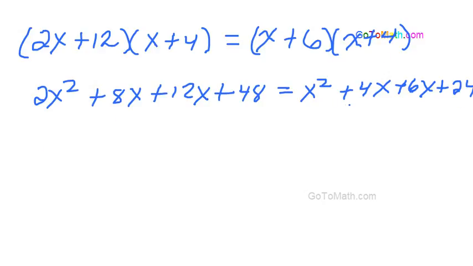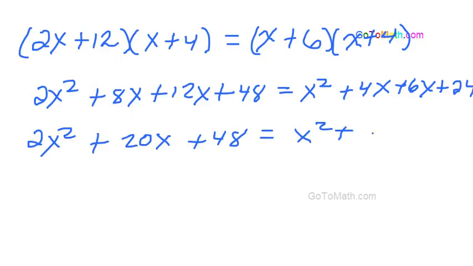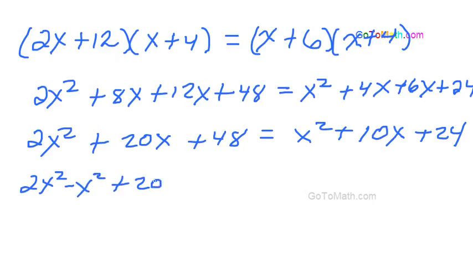Okay, let's bring this stuff over. Well, actually, let's condense it down a little bit. 8 and 12 is what, 20? Plus 48. And then we've got, what, 10x plus 24. Okay, now let's go ahead and take this stuff over to the left. So we have 2x squared minus x squared plus 20x minus 10x. And then we have 48 minus 24, set that equal to 0.